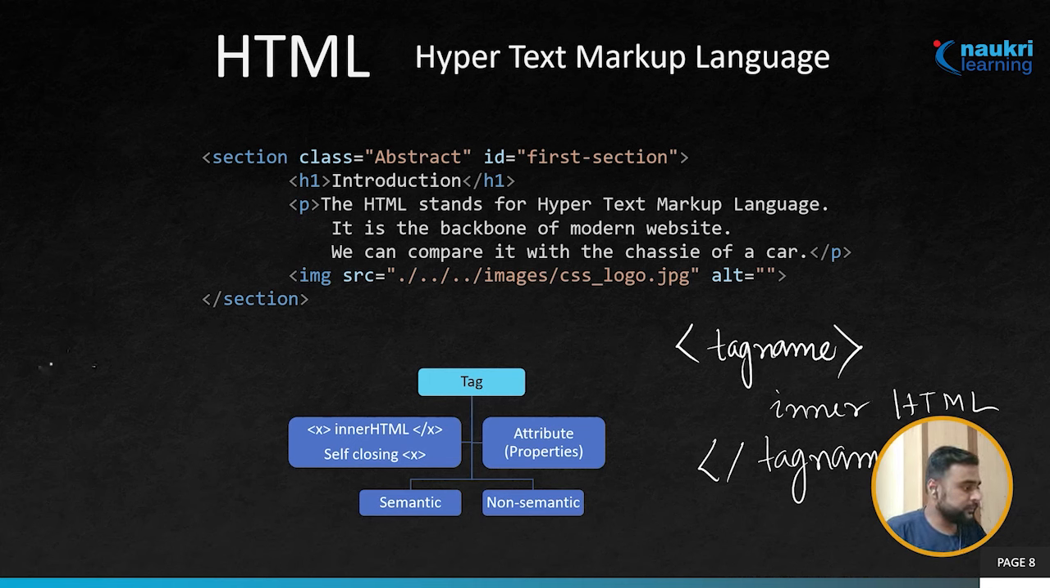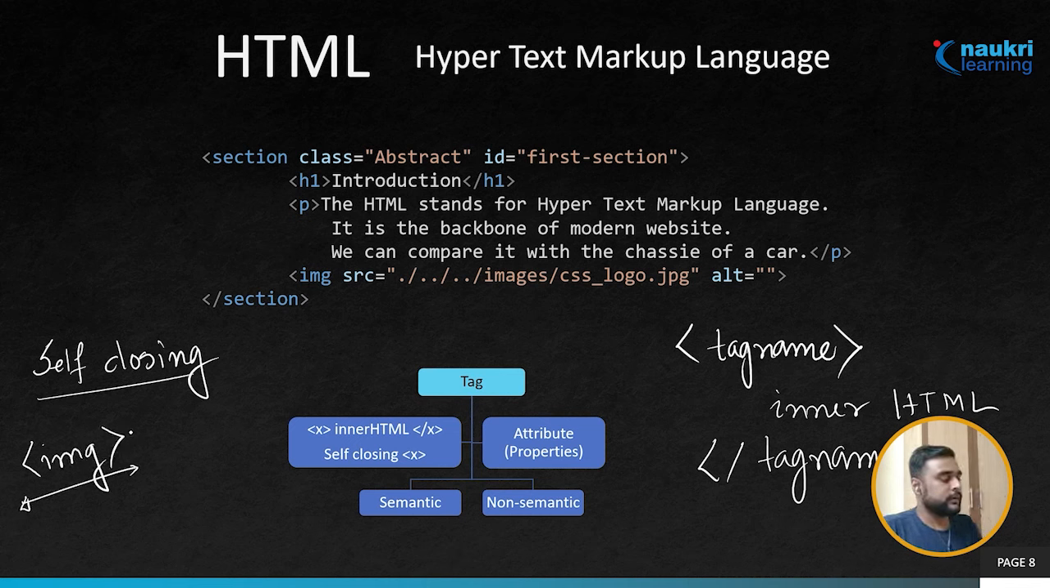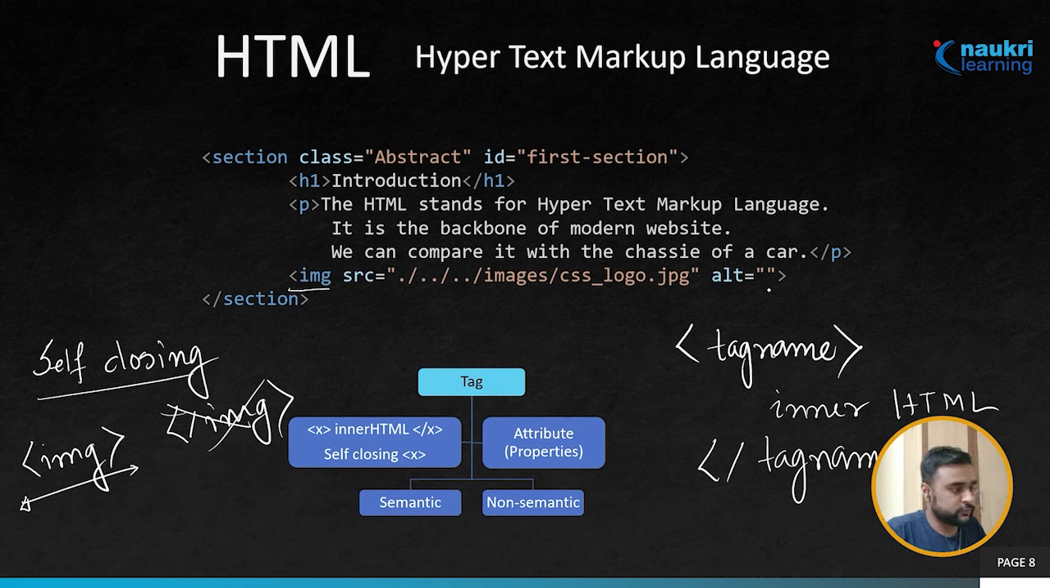There are other types of tags which are self-closing. What are self-closing tags? They are like this image. They do not have any other tag so that it can end. No, they do not have. This is wrong. Like this image, it is self-closing. But this section, it is not self-closing. It is the end of this section. And this is the starting.